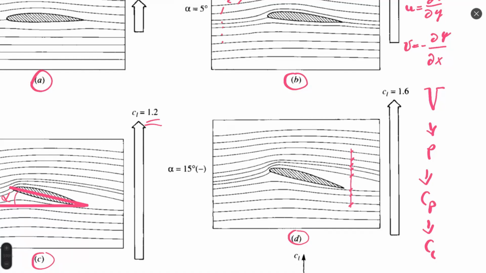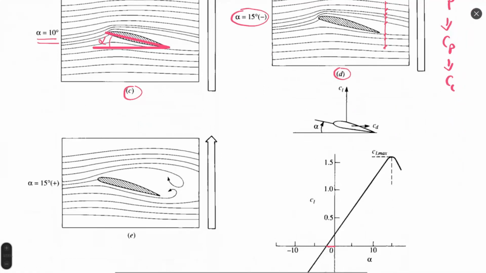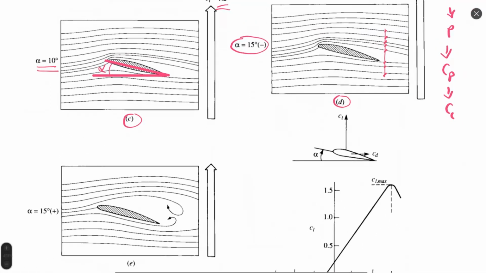Velocity starts to separate. Average velocity is much smaller, and velocity will start to separate. So it's 15 degrees angle of attack, or a bit smaller than 15 degrees. Once we increase the angle of attack just a bit, we will see a significant change in the flow picture, as you might see in figure E.